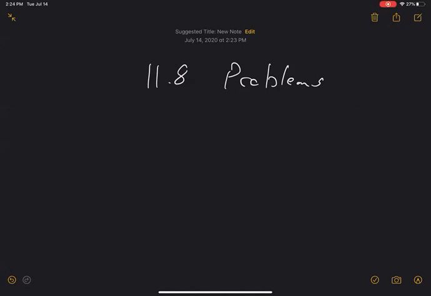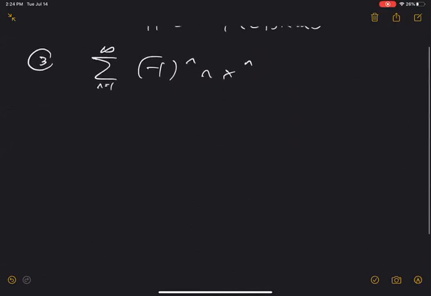So let's try a problem. Number 3 from the textbook, section 11.8. Find the radius of convergence for this series. Okay. So this power series. 99% of the time, we're going to start by doing a ratio test, which means we need to find a_(n+1) over a_n. Okay. So let's find that.